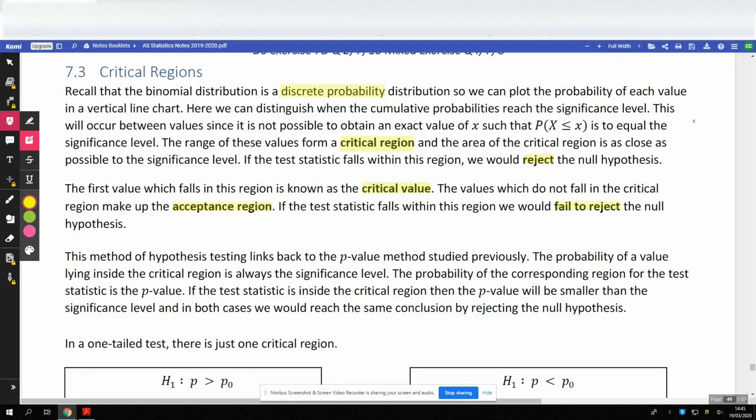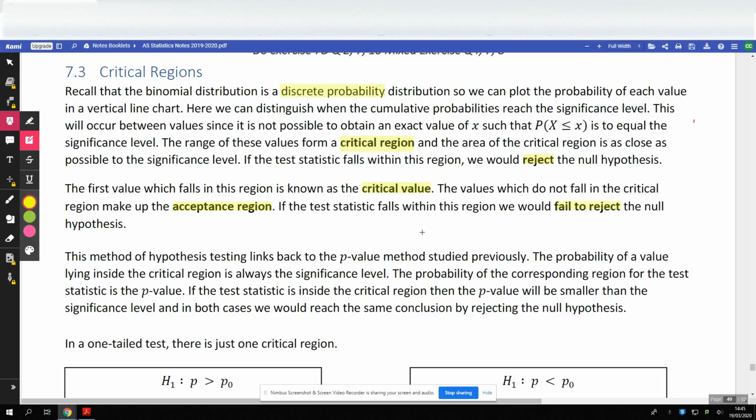So if we just have a look at the words, critical region is the bit that we're looking for. That will be given to you in the question. If you see the words critical region, you must use this method in order to solve the problem. This method can be used for all hypothesis testing, so it might be that some of you prefer to just use one method, then just use this one.